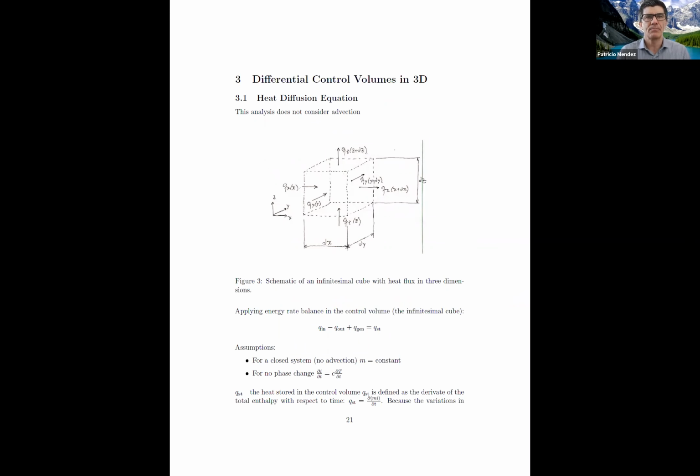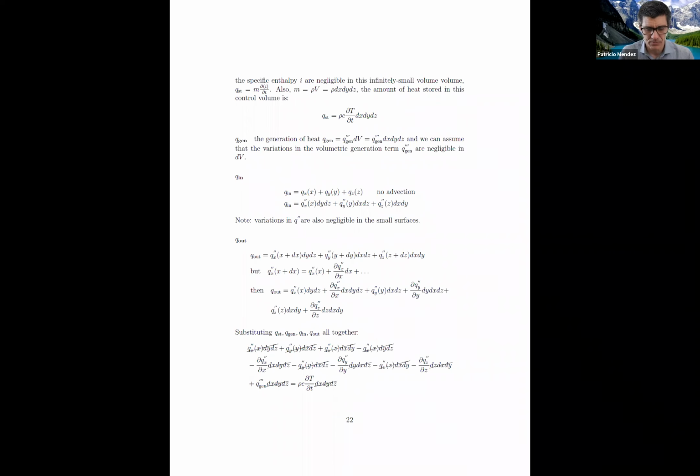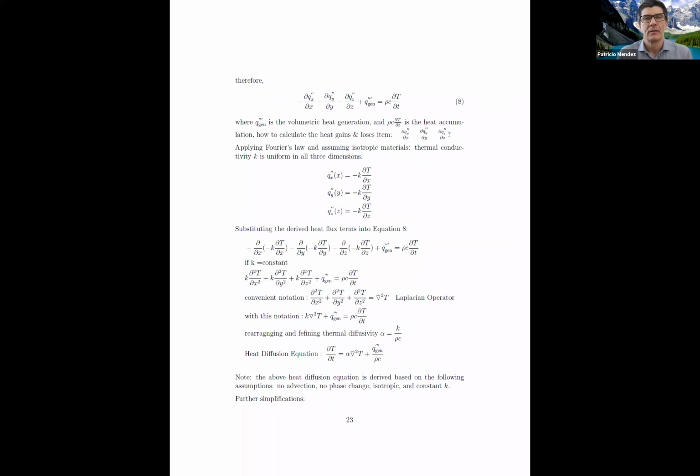The standard analysis for differential control volumes in 3D is to make a cube like I did here. And this comes from the old notes. This is kind of a tedious exercise because we're accounting for heat in and out in all of the 6 faces of this differential cube. This is the most general case from the point of view of geometries. However, this most differential case doesn't account for things like advection.